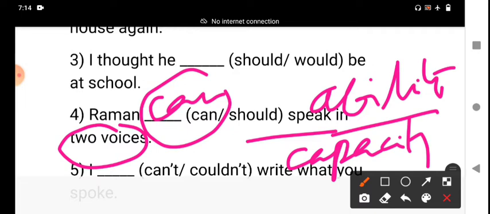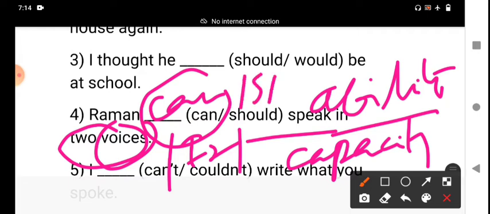Raman can speak. This is the plural voice. We should pronounce voices with the ending sound. For plural nouns, there are three sounds: sa and ja and iz. It ends with the sa sound. Voices, we pronounce. It comes in phonetics.